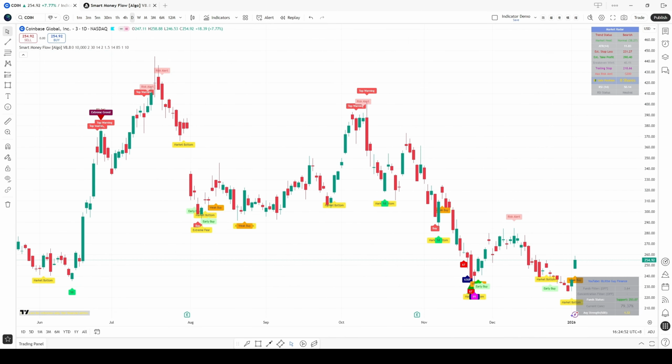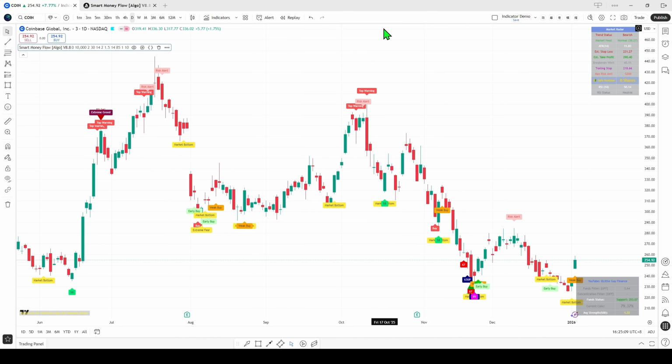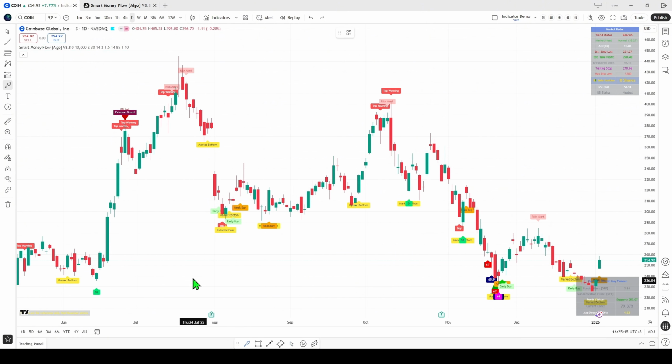Meanings of major signals. Algo 58 to Algo 69, you can roughly understand this as the success rate of the signal for bottom fishing. For example, Algo 58 often represents a win rate of approximately 58% at a 1-to-1 risk-reward ratio. Algo 69 represents a 69% success rate. These figures are derived from a 10-year backtest of over 4,000 stocks in other markets. Market bottom.